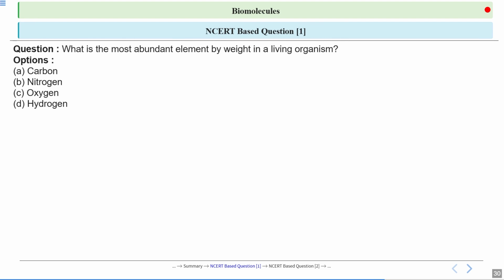Now let's discuss some NCERT based questions. What is the first question? What is the most abundant element by weight in a living organism? What are the options? Carbon, nitrogen, oxygen, and hydrogen. What is the correct answer?